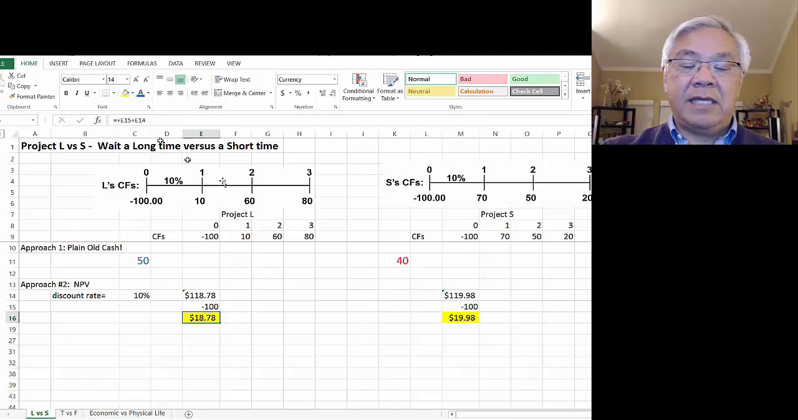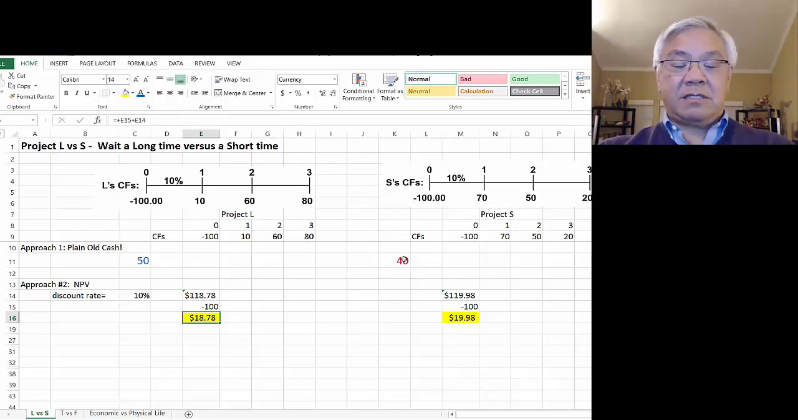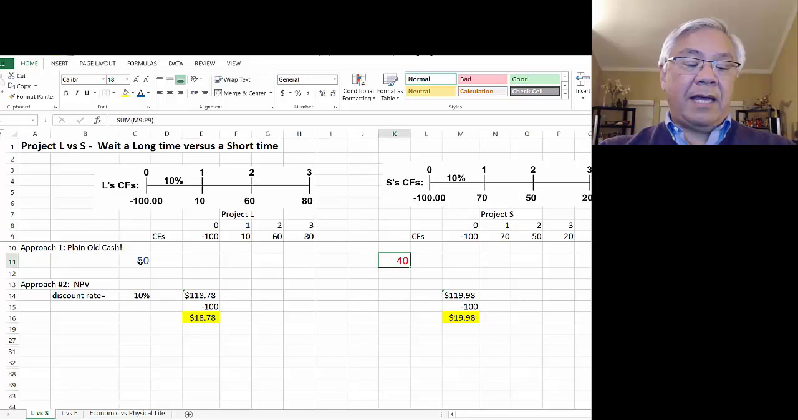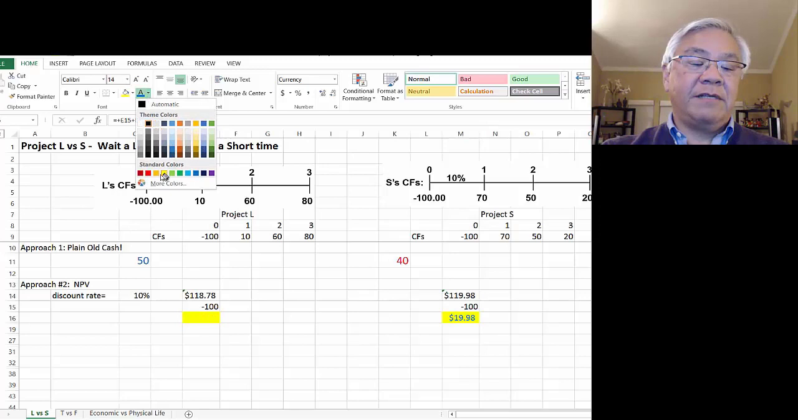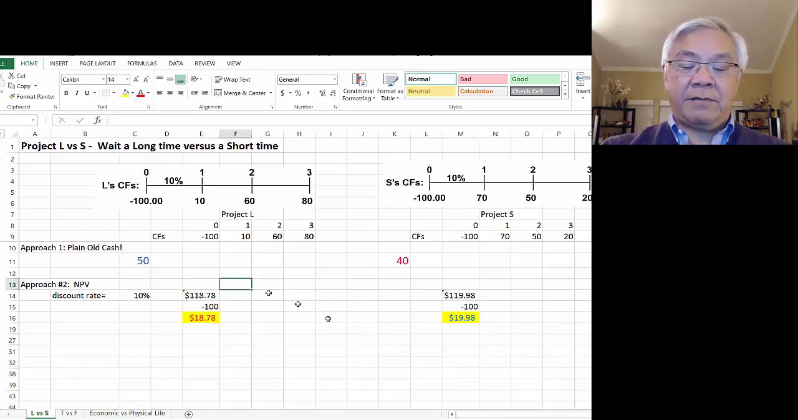So now we see that in the first case, L was better. In the second case, now we're seeing that this one is better. This one's now blue, and this one just turned red. Okay, so we have a difference of opinion here. Now, if we do NPV at a discount rate of 10%, we'd rather do project S.